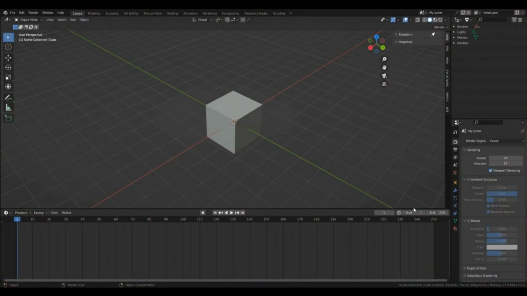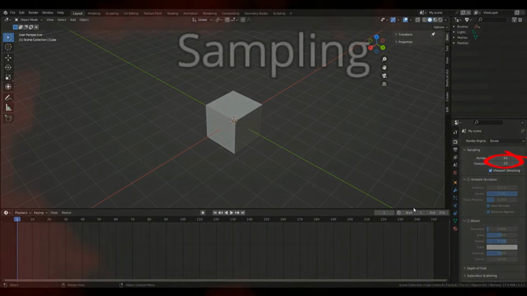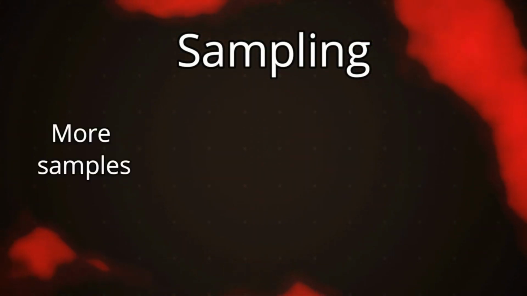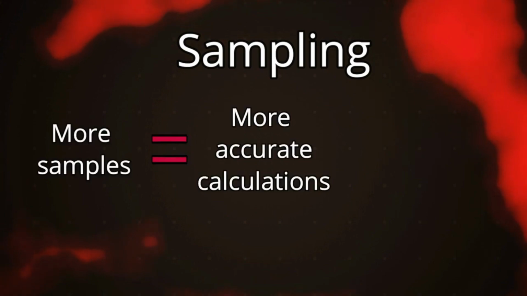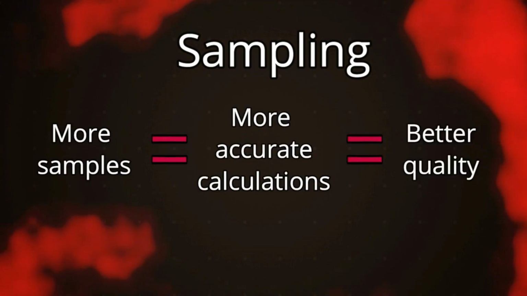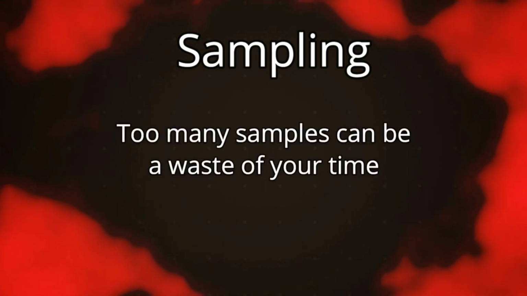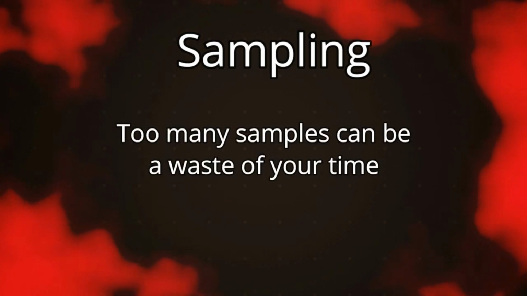Well, in Eevee and Cycles, we can increase the samples for a higher quality render. The sample count essentially determines how many calculations the render engine will perform while rendering your image. The more samples, the more calculations, and the more calculations, the better quality the image, as it means it gets more chance to simulate lighting. However, it's worth noting that too many samples is unnecessary and is simply a waste of your time.